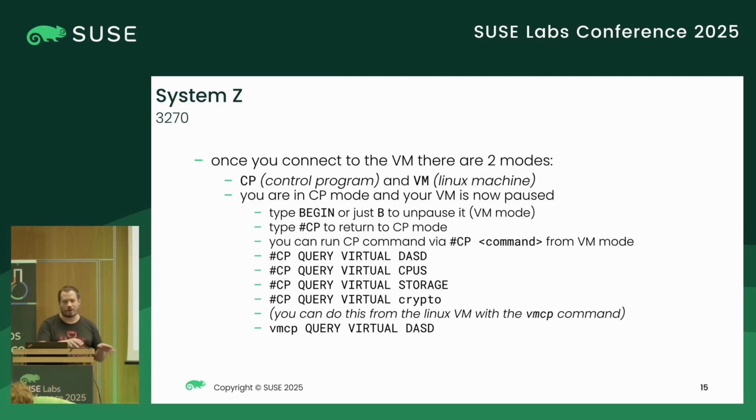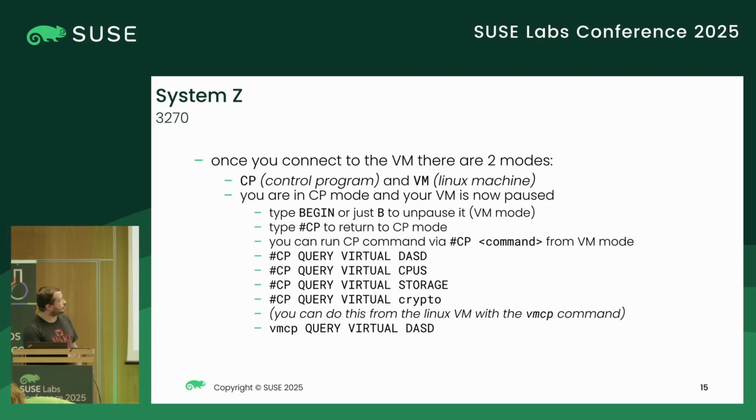If you are in CP mode, you can type some z/VM commands. I have some examples with this. You can query how many CPUs you have, what disks you have connected, storage, which in IBM speak is, I think, RAM or memory, or some crypto cards, whatever. There is an entire document that describes what you can do with this.